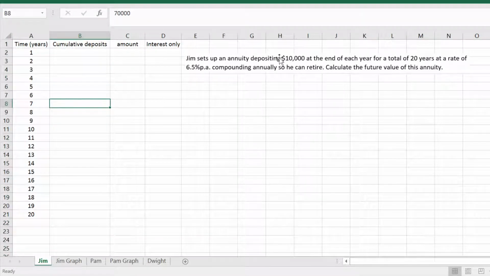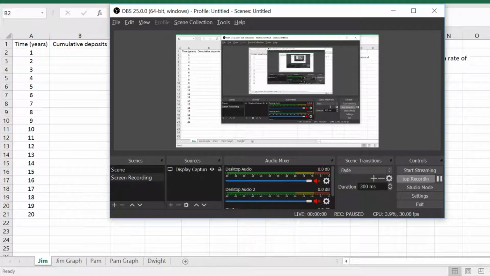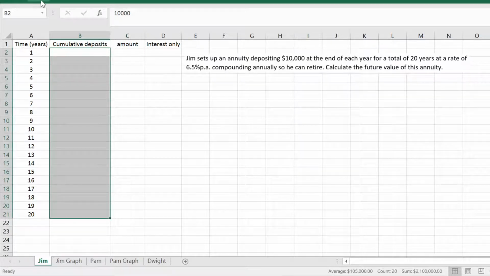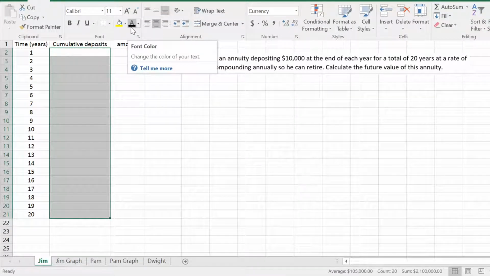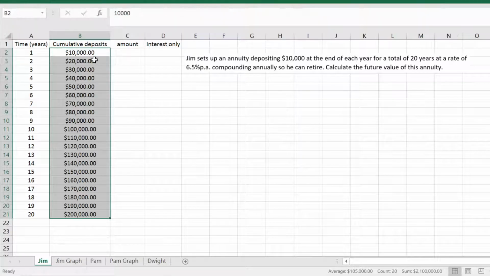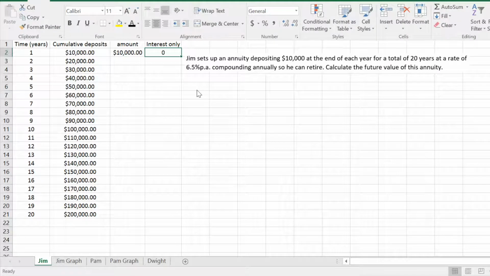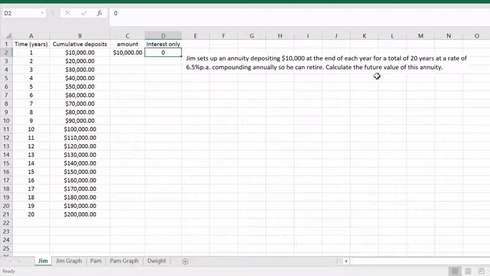So here he deposits 10,000 at the end of each year for 20 years. So 20 years. What we've got is a cumulative deposit as well. Let me just highlight this and we'll talk about what it means. Now, every year, as I said, he is going to be depositing money at the end of each year. So for the first year, for argument's sake, he's only going to have $10,000 because it's at the end of every year. So no interest earned, but he does have 10 grand at the end of the first year.